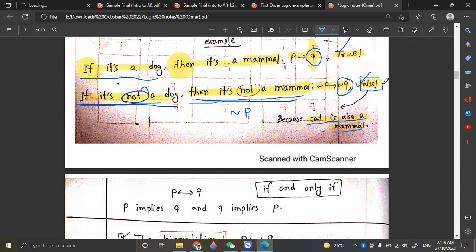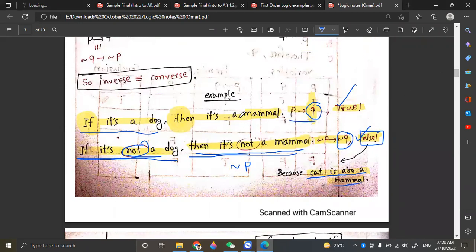So that's how we understand the logic, the first order logic, or simply logic. And for P implies Q, implies means if and then. If it's a dog, then it's a mammal. If it's a human, then it's a mammal. That means if Q is true, then the statement is true.